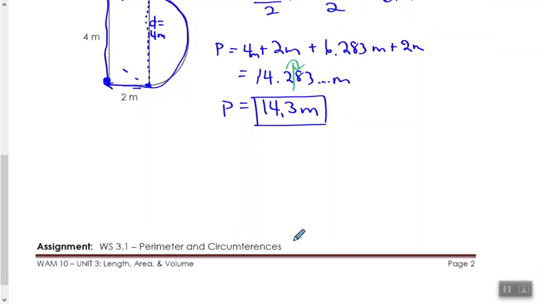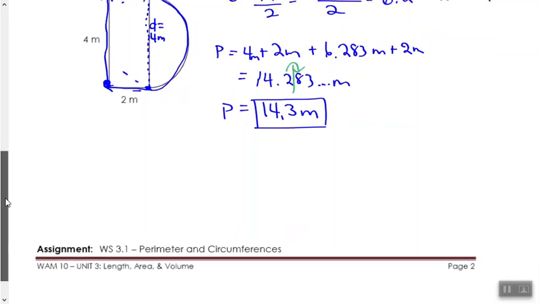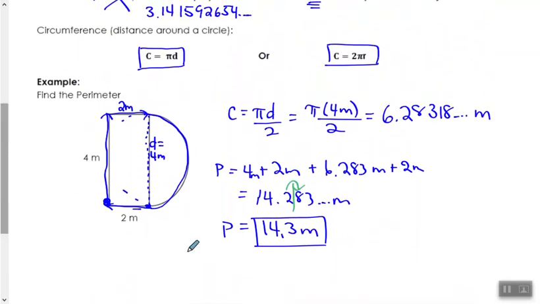You have a worksheet on perimeter and circumference, very similar to this. It's not very long, and you can go on to that. All right.